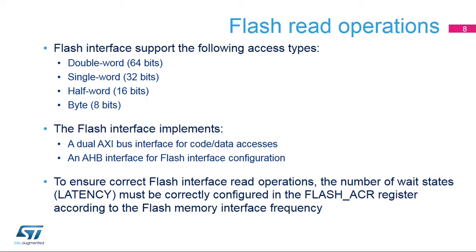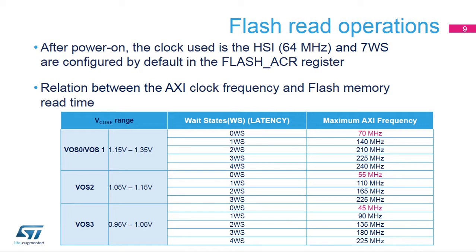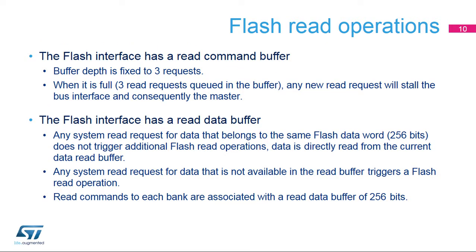The flash interface implements a dual AXI bus interface for code and data accesses and an AHB interface for flash interface configuration. The AXI interfaces can request a read or program operation at the same time. This table shows the correspondence between the number of wait states, the bus clock frequency, and VCore range. After power on, the clock used is the HSI, 64 MHz, and 7 wait states are configured by default in the flash ACR register. The read mechanism is the following.